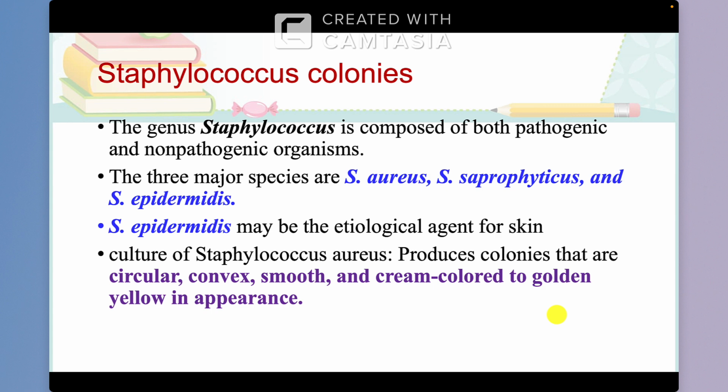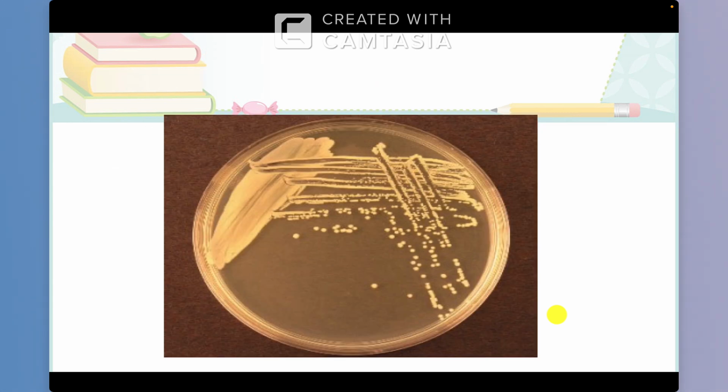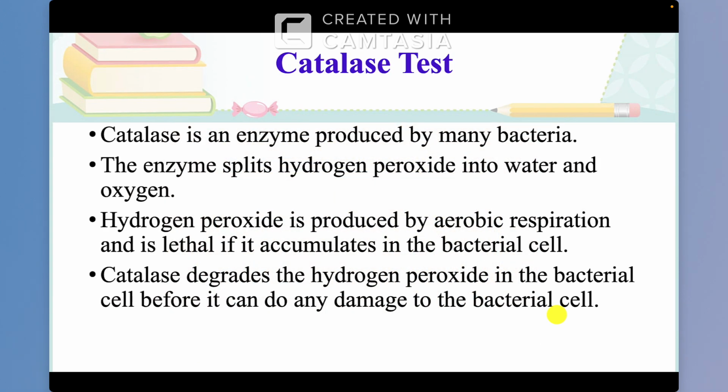The colonies on nutrient agar media are circular, convex, and smooth, and creamy to golden yellow in appearance, as you have seen in this slide. These bacteria work in aerobic conditions and do aerobic respiration, of course. So they produce a variety of enzymes. One of the enzymes is catalase.